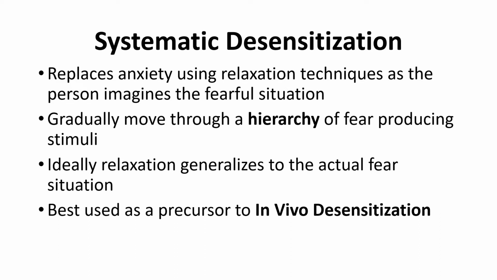And now we're going to talk about a couple of different types of desensitization, starting with systematic desensitization. Systematic desensitization is going to replace anxiety using relaxation techniques as the person imagines the fearful situation. So instead of having you sit in a room with an actual dog, they would have you imagine being in the room with the dog. So they would start by setting up a hierarchy of fear-producing stimuli, which we will cover on the next slide.